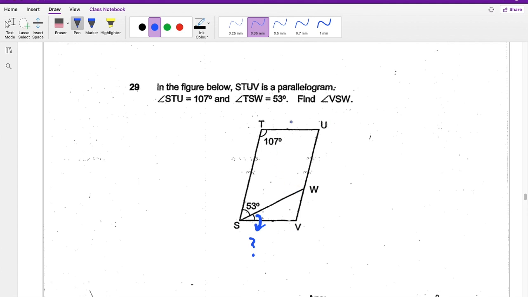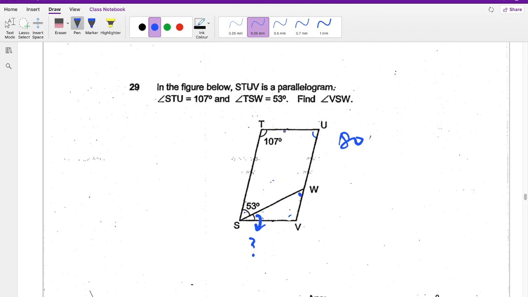So here for the parallelogram, we need to remember several things. For example, TU is parallel to SV. Then we have this angle equal to this angle, opposite angles equal, and this angle plus this angle is 180. And also we have this angle equal to this angle. So we have a lot of ways to solve it.